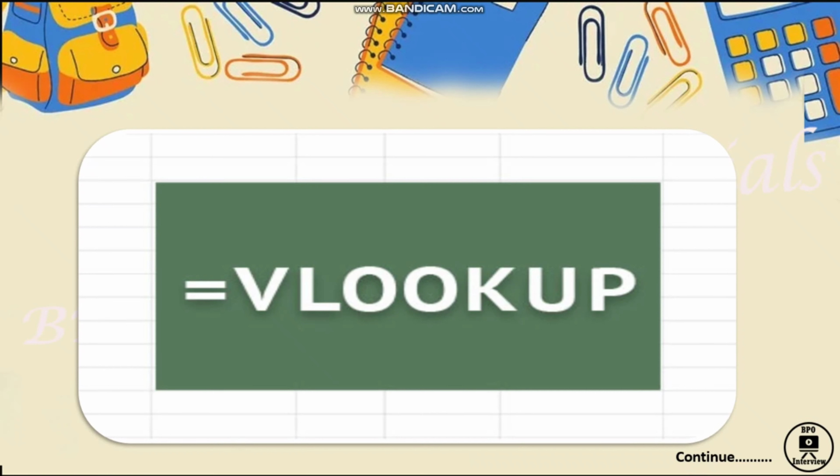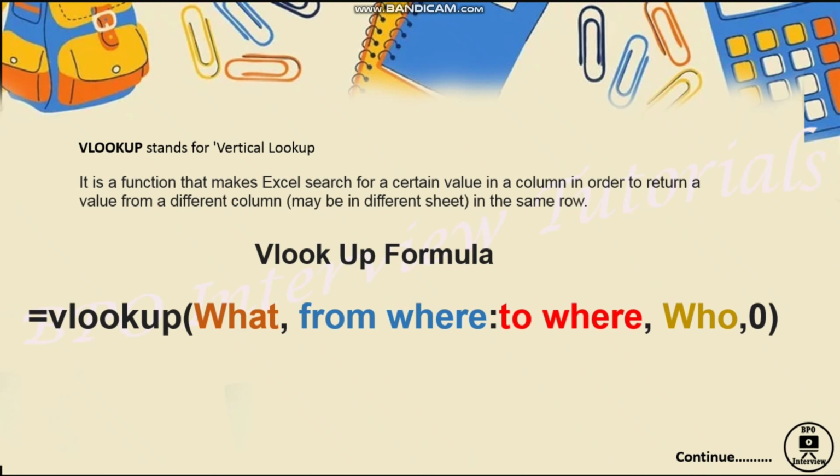So let's start. Today's topic is VLOOKUP. VLOOKUP means vertical lookup. So what is vertical lookup? It is a function that makes Excel search for a certain value in a column in order to return a value from a different column in the same row. So guys, I will give you a simple definition here.